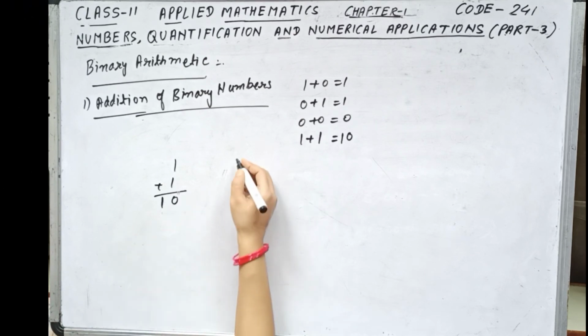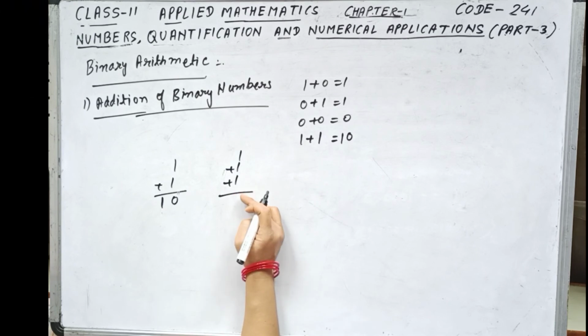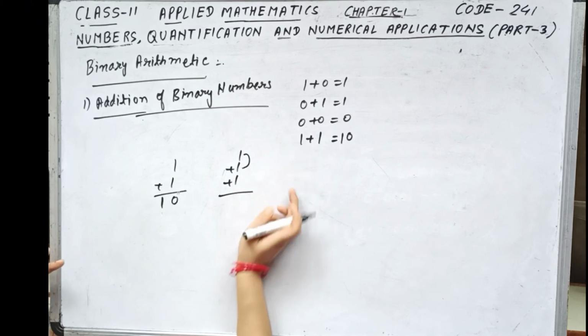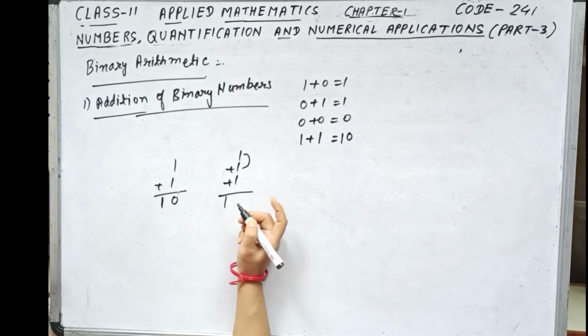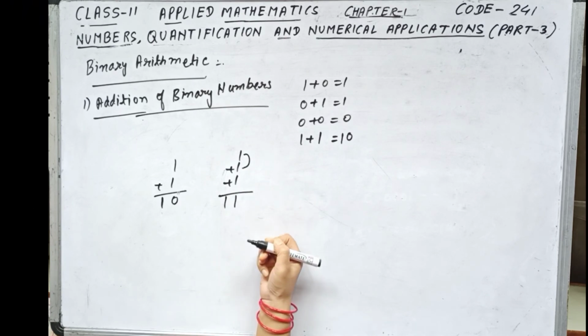So let us do one more. 1 plus 1 plus 1, suppose. So over here it is becoming 3. So we cannot write 3 actually. So first of all, 1 plus 1 is 2. We cannot write 2. So 1 I will be shifting over here. So 1 plus 1 is 0. Now 0 plus 1 is 1. So I'll be writing over here 1.